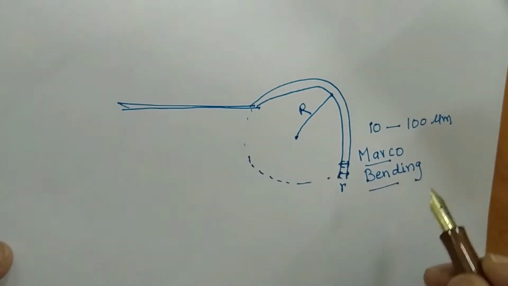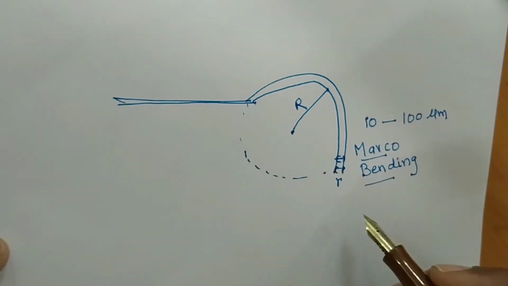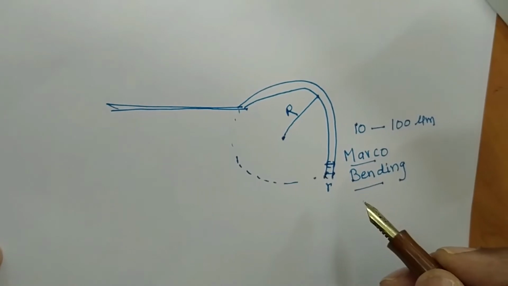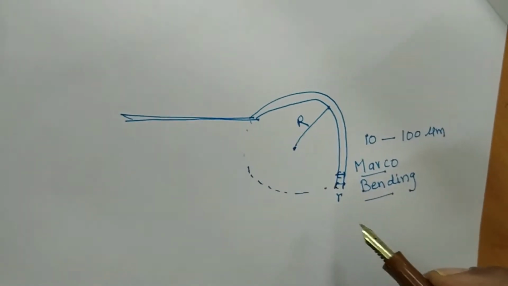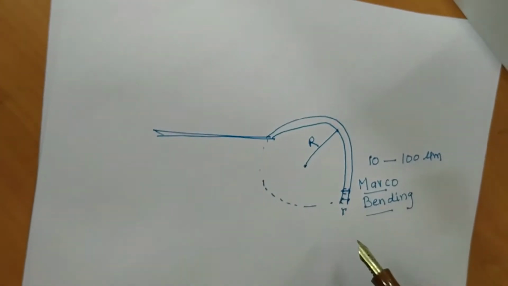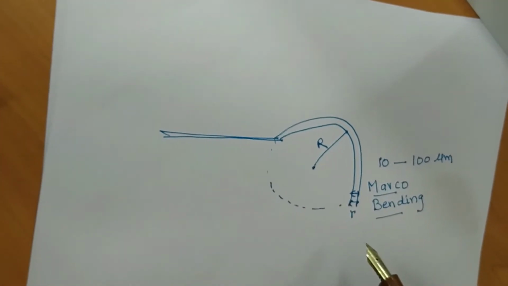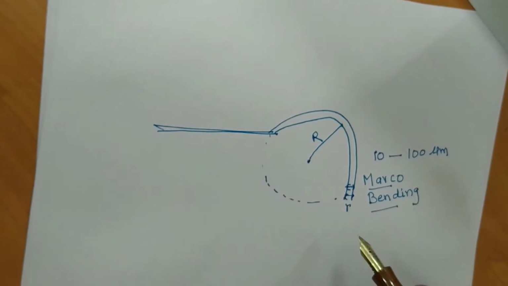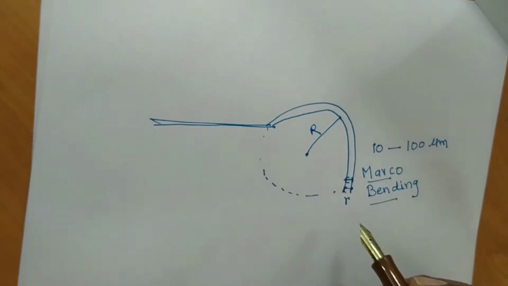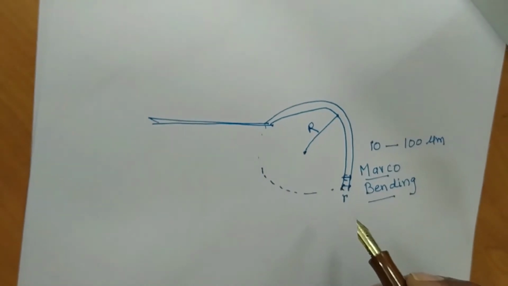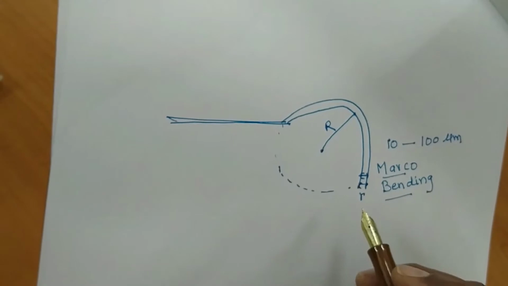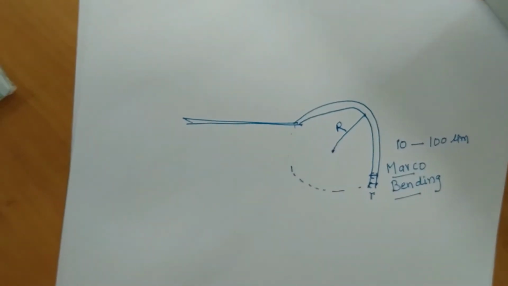In addition to the bending losses, we have mismatch losses, signal losses, chromatic dispersion losses, and many other losses in optical fiber communication. These losses we will discuss in detail in the class because we have one unit on optical fibers. Let us now do the second part of the experiment.